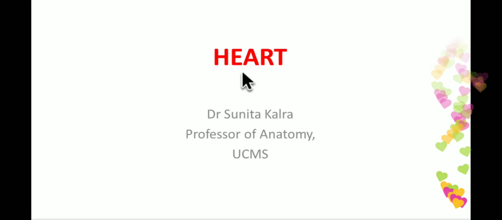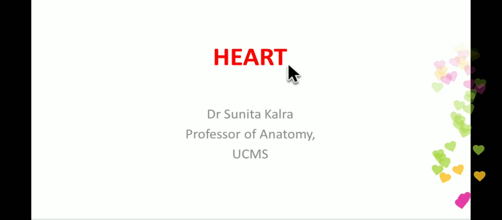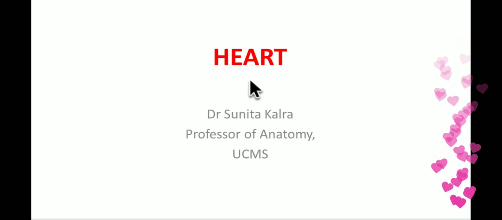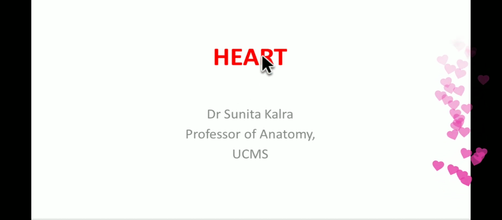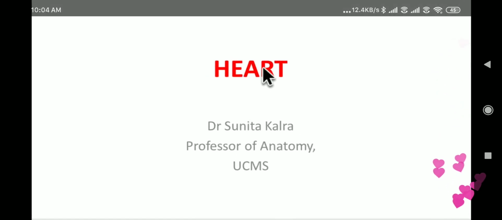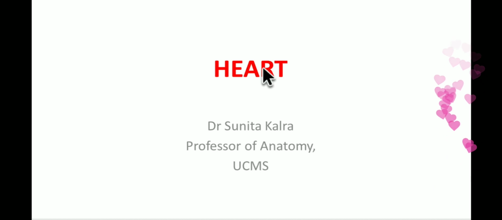Today we are going to discuss the gross anatomy of the heart. Yesterday we discussed the coverings of the heart, that is the pericardium, and the various layers of the pericardium, including the fibrous pericardium and serous pericardium. The serous pericardium has two layers: the external parietal layer, which is adherent to the fibrous pericardium, and the inner visceral layer of serous pericardium, which is adherent to the heart as such, forming the epicardium.